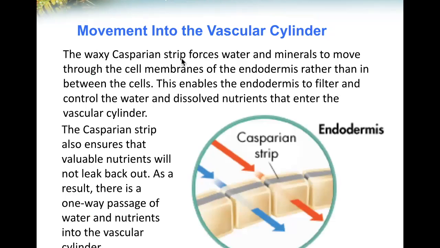The waxy Casparian strip forces water and minerals to move through the cell membrane of the endodermis rather than between the cells. This enables the endodermis to filter and control the water and dissolved nutrients that enter the vascular cylinder. The Casparian strip also ensures that the valuable nutrients will not leak back out. As a result, there is a one-way passage of water and nutrients into the vascular cylinder.